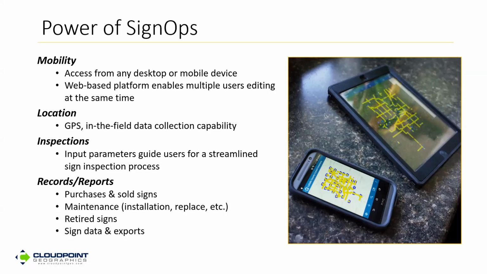SignOps also allows for inspections. Users simply input parameters in SignOps, and the parameters guide the users for a more streamlined sign inspection process, saving time and headache. SignOps also allows its users to look at all the sign data, which could include, but is definitely not limited to, all the signs purchased, signs that have been sold, all the maintenance history, the installations, replacements, retired signs, etc. And we can also export that data in the form of reports. So really that gives users and decision makers the ability to look at all of their sign data and make informed decisions based upon that data.